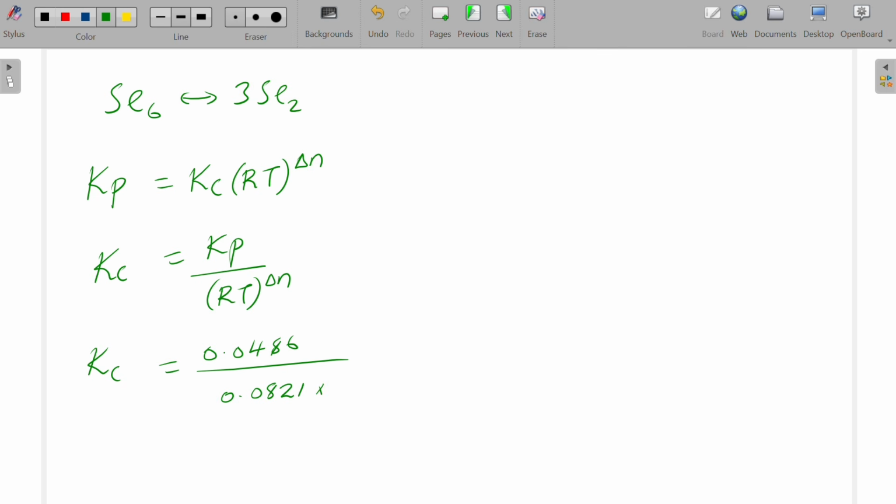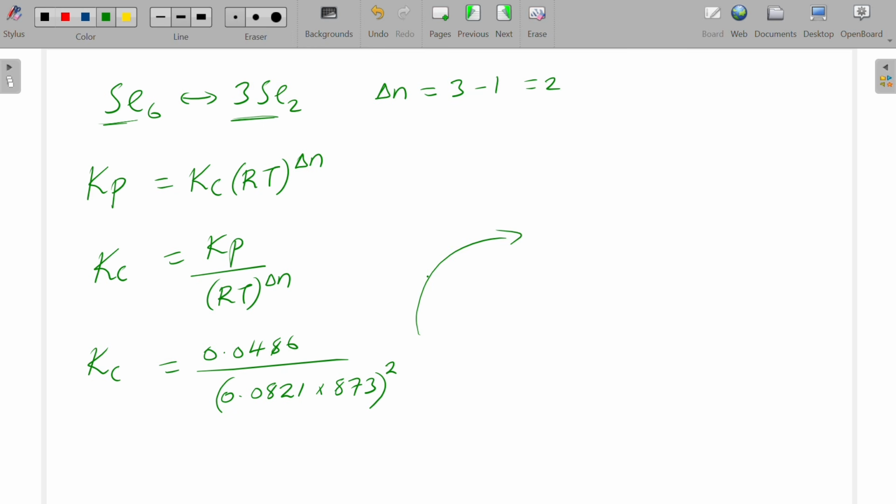and this will multiply by our temperature, which is basically, where is it again? Our temperature is 873. So 873, and this whole thing here will be given to the power of change in n. Now the change in n is just going to be 3 minus 1, giving us a 2. Because here on the product side, we only have 3, and here we only have 1 on the right-hand side. So the power we have is basically 2.